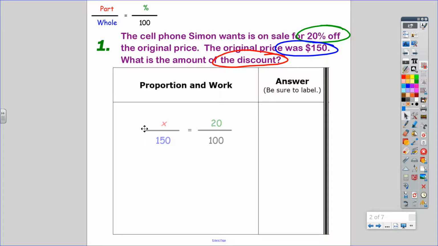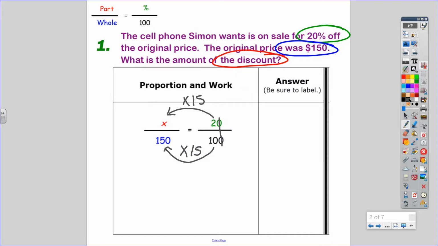So go ahead and use your markers. Set up your best friend table. X is the part out of 150, and it's going to equal 20% out of 100. Now, recap from yesterday, there's a couple ways you can solve this. You could go from 100 to 150, but that doesn't go nicely. So what you would probably do is reduce the 20 and the 100 to be a 2 and a 10. Then you would take the 10 times 15 to get 150, and what you do to the bottom, you do to the top. 2 times 15.